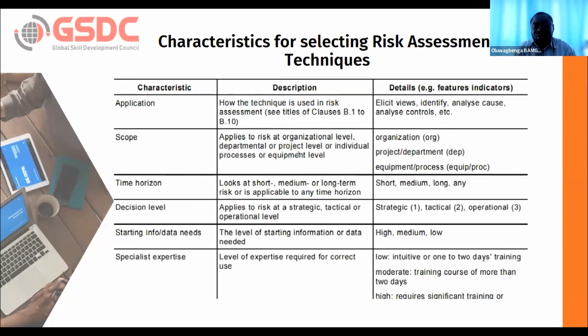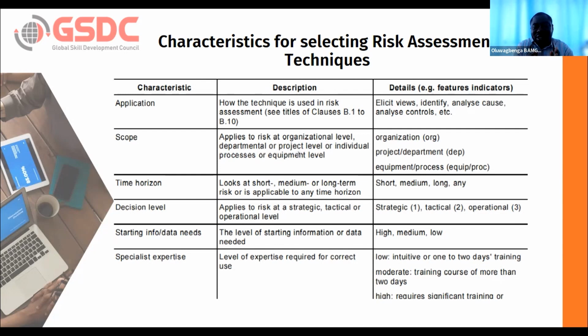You need to look at, elicit the views, identify, analyze the cause. Where do you really need to apply the risk assessment? Analyze if there are existing controls. Then when you're talking about the scope, okay, applies to, is it at organization level, department level, or project level? At times we do project risk management. So that means it's at the scope of the project alone.